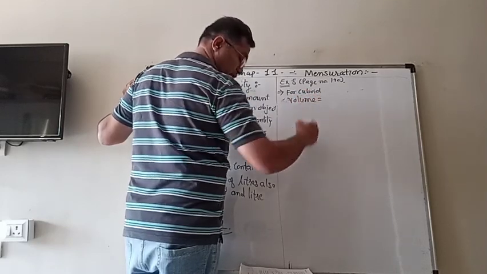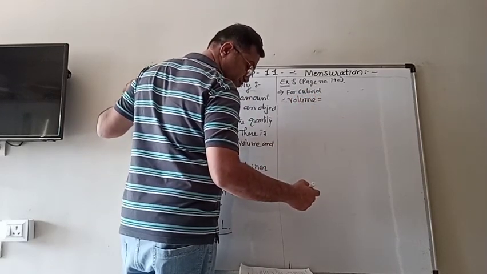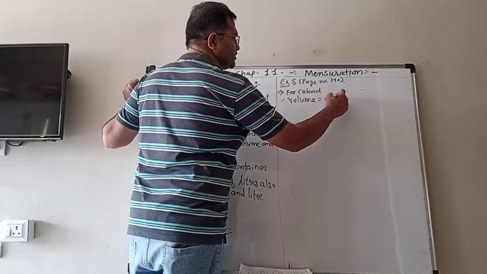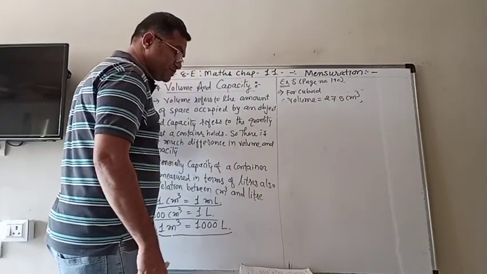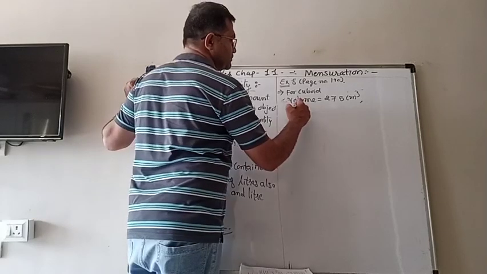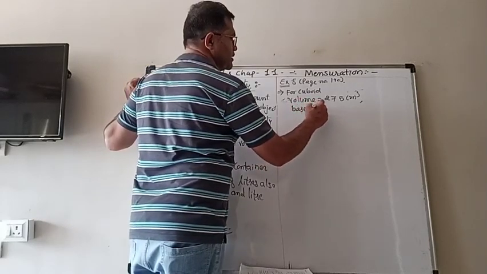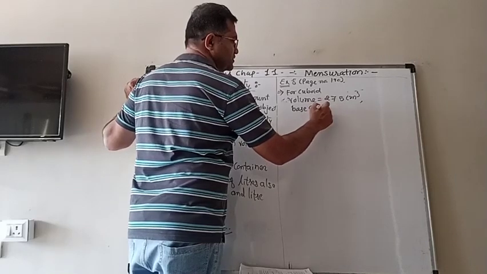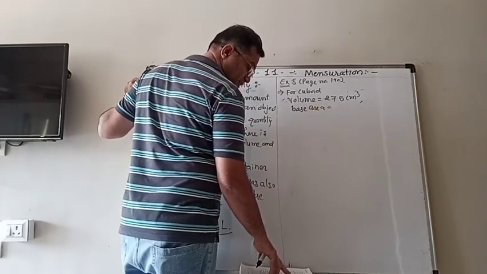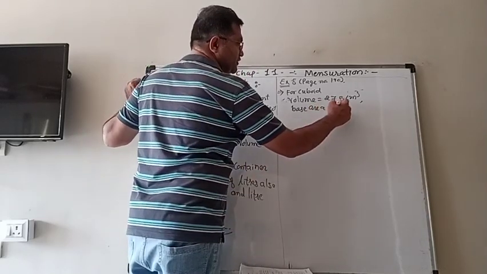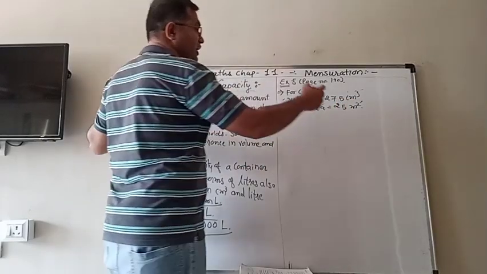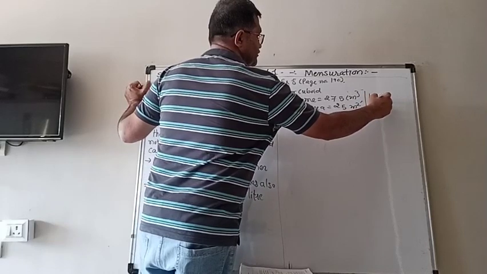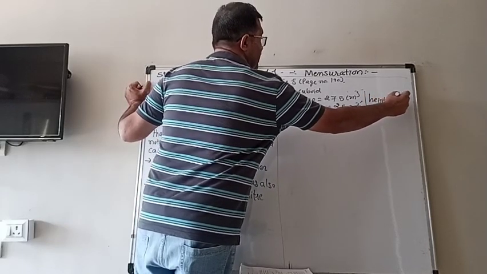Volume is equal to how much? 275 centimeter cube. And also what is given? Base area is given. Base area is given as how much? 25 meters square. And we have to find the height. We have to find the height.